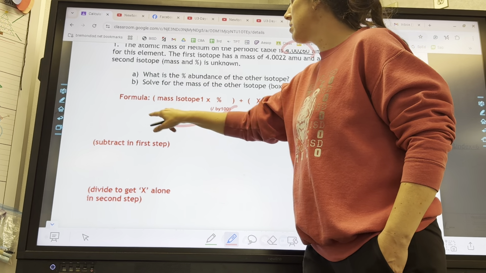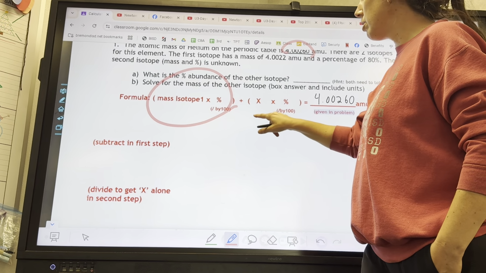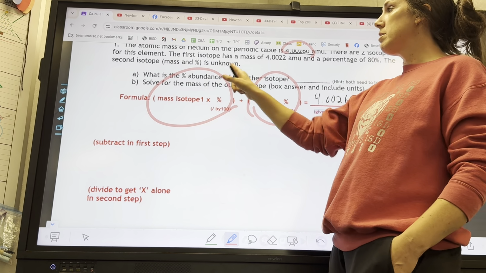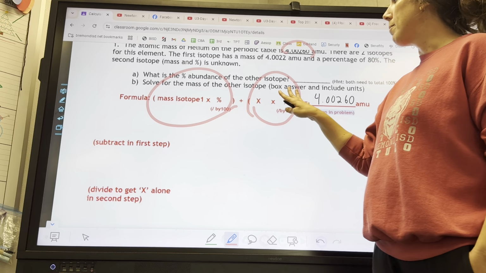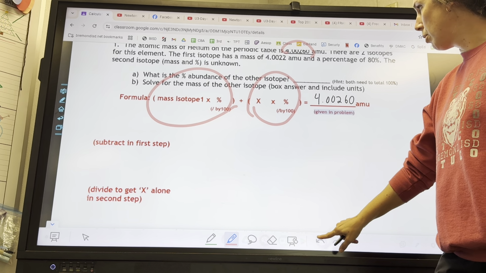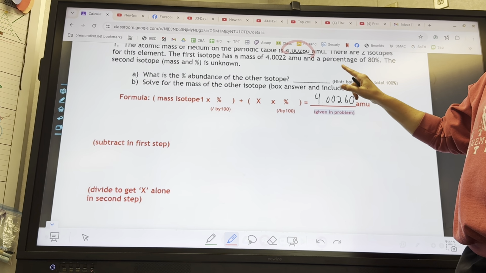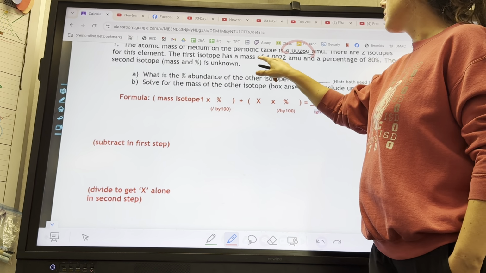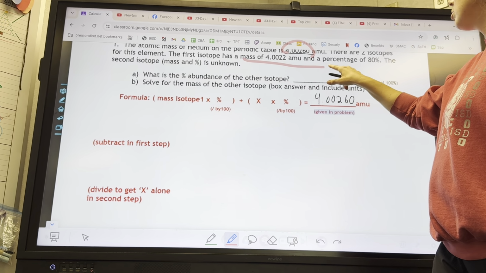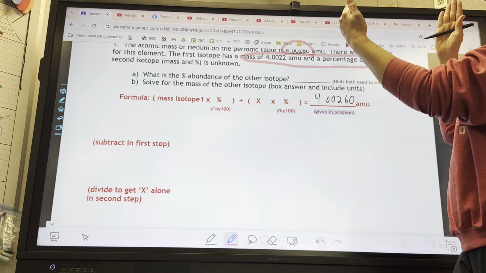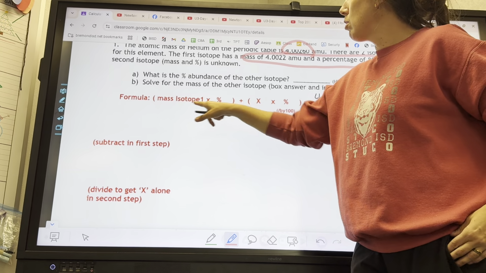Okay, there are two isotopes. So this is the info from the first isotope. This is the info for the second. They will always give us the info for the first, but we don't know the second. So I just wanted to point that out. Okay. There are two isotopes for this element. The first isotope has a mass of 4.0022 and a percentage of 80. Okay, y'all, they're talking about the first isotope, so we put that over here.